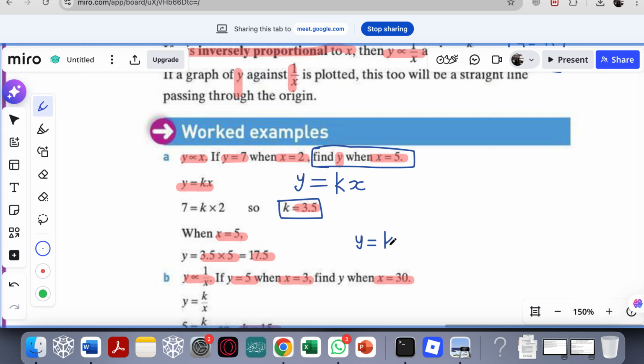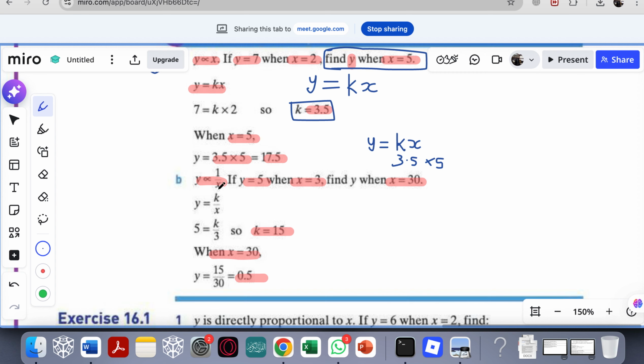You're going to substitute that value of k, 3.5, into the function. They will give you something like this for inverse proportion, but they will not do the k for you. They will not give you the value. If y is 5 when x is 3, find y when x is 30. So you have to introduce the constant of proportionality to find k. So k will be 15. Now find y, so you put 30 here. 15 divided by 30 is half, which is 0.5.